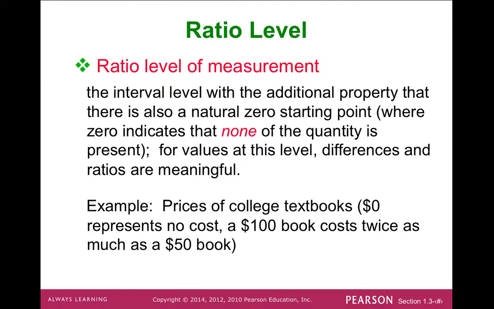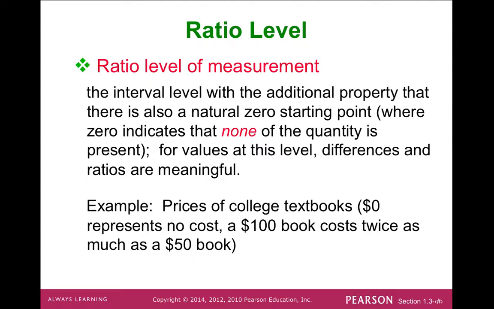The ratio level of measurement is the last level we'd like to discuss. And in this level, it has the additional property, so it's very similar to what we just saw with interval. However, there is a natural zero starting point. And that zero indicates that none of the quantity is present. So for values at this level, differences in ratios become very meaningful.